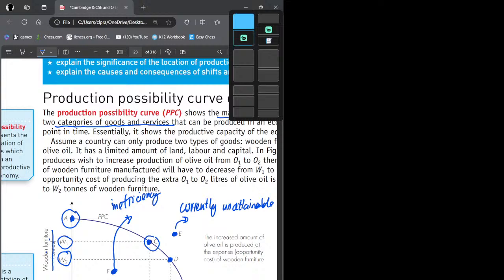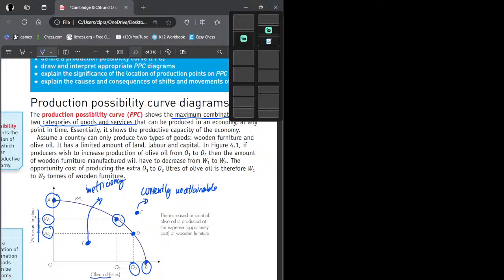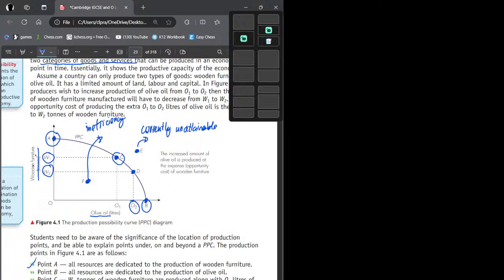Okay, so this has been explained over here. So we have points A, B, C, D, E, and F over here.